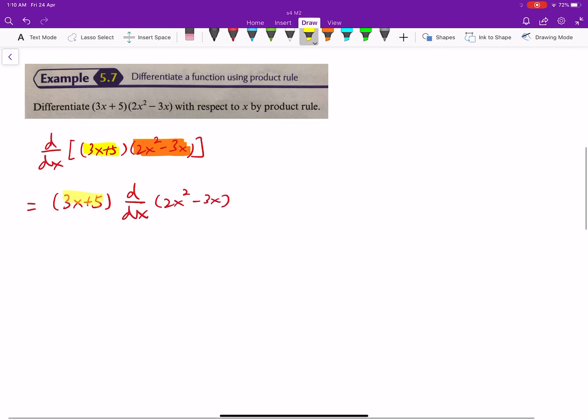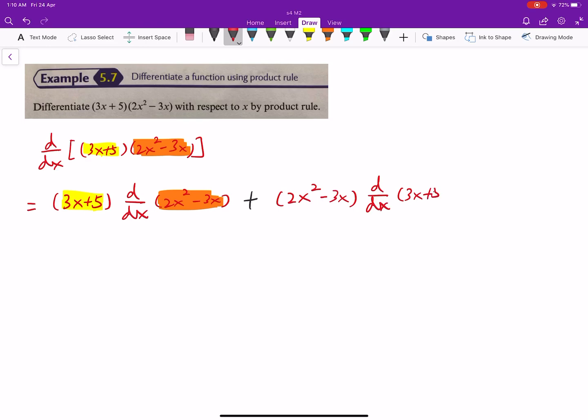If we use some color, then the first one, you just keep it, and the second one, you differentiate. And then we get a plus sign. After that, we keep the next one while we are differentiating the first one. So you see the color changed. Okay, let's continue.